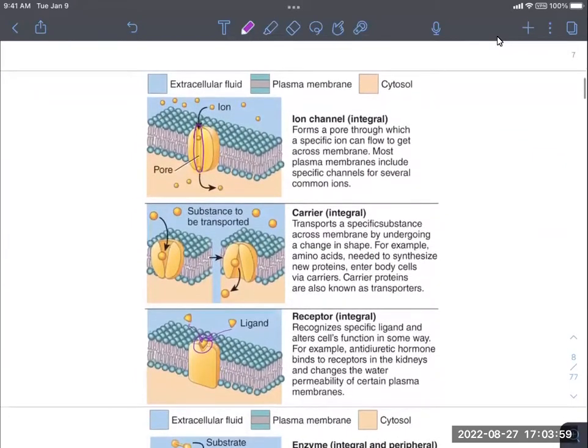So here's some of our different channels. We have an ion channel here that is allowing ions just to freely flow. Some of them are specific and some of them are just general and let any ions through. Here's a carrier. It is taking these substrates or substances to be transported from one side of the membrane to the other. My ligand. This is binding. This helps to alter the function of that cell. It could open up a channel. It could trigger the cell to do something.